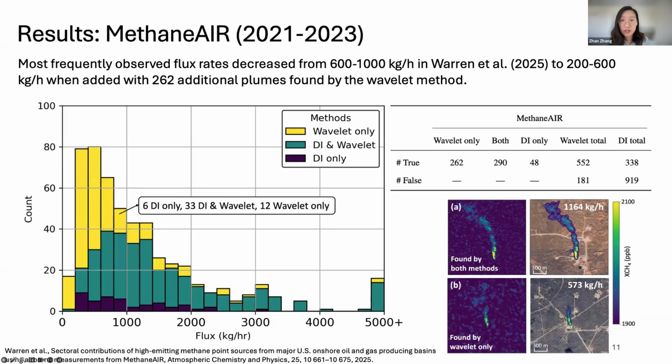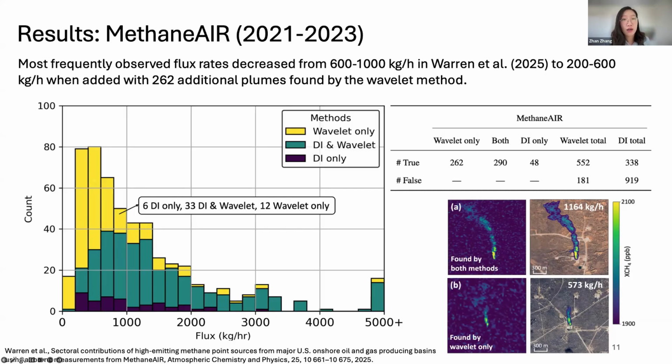And the lower right figures here show two specific examples. Both methods detect the plume in figure A. The flux here is around 1000 kilograms per hour. But the plume in figure B, with a flux of 600 kilograms per hour, was detected only by the wavelet method.